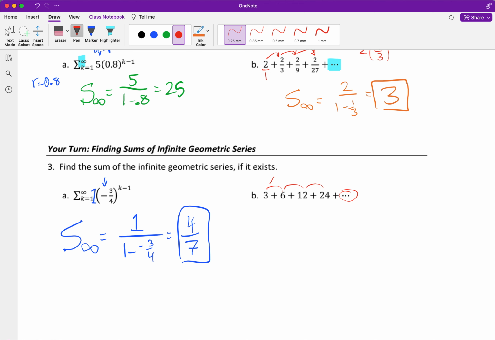And it looks like each time I'm multiplying by 2, and so my r value is r equals 2, and that is not between -1 and 1. So this infinite sum will not exist, and that's because our r value is making the numbers bigger and bigger as we keep adding forever, it's just going to get bigger and bigger. So technically this would equal infinity, but since infinity is not really a number, we say that it doesn't actually exist. All right?